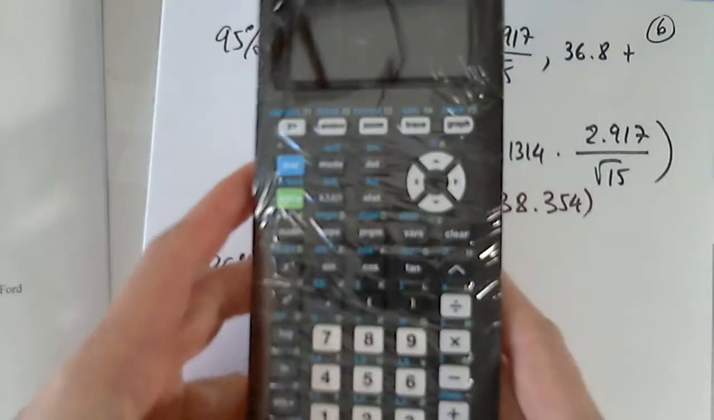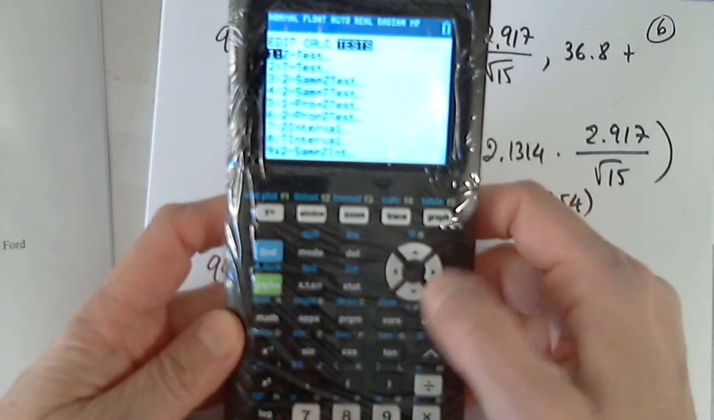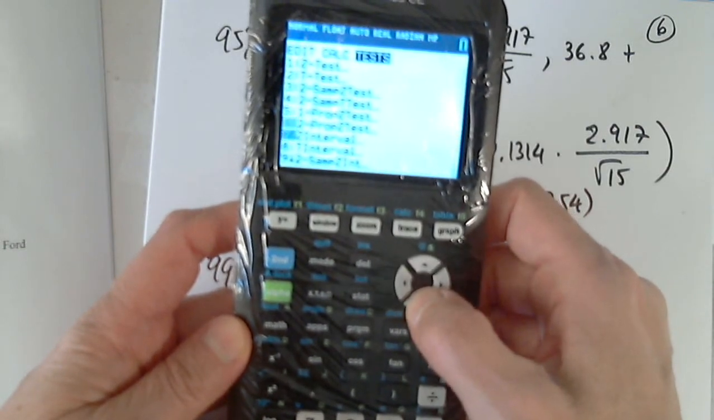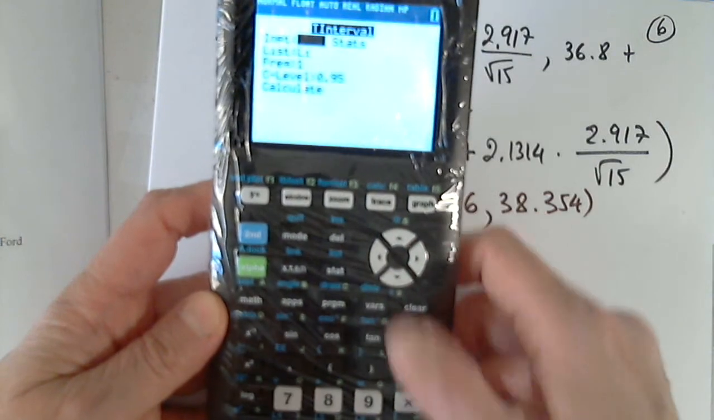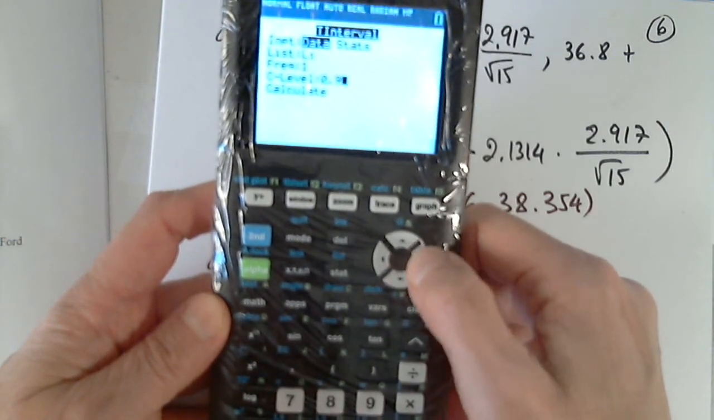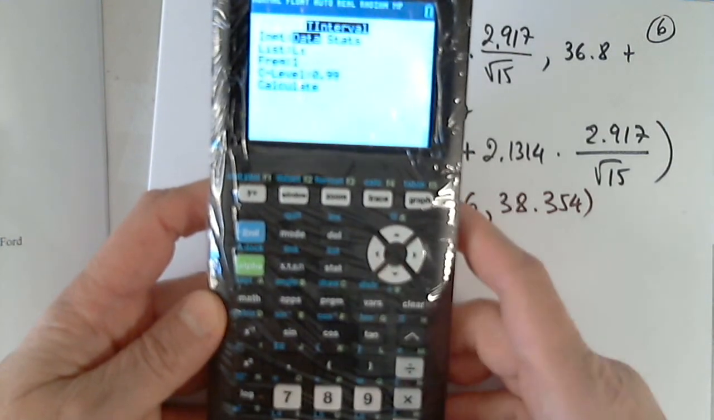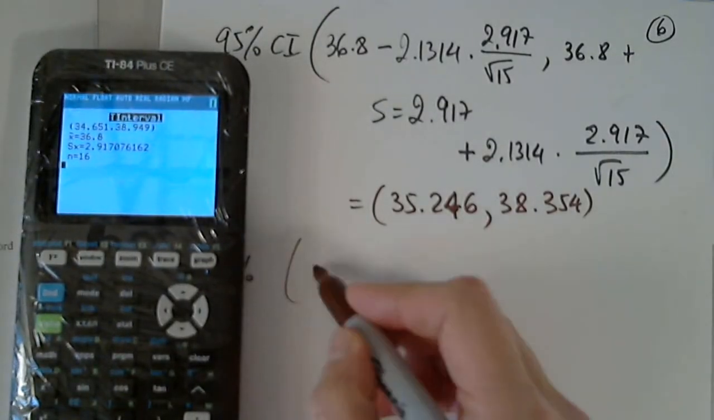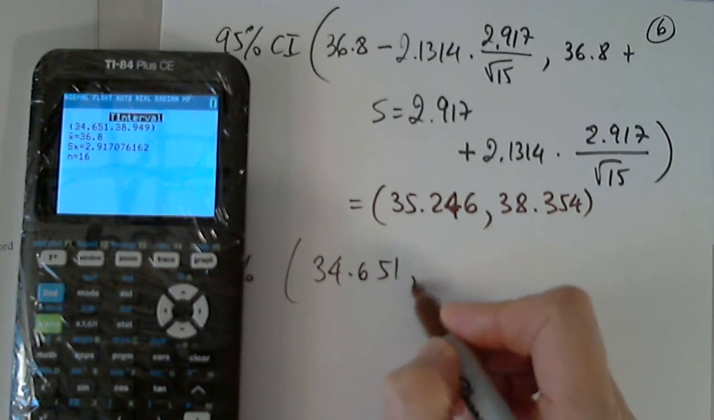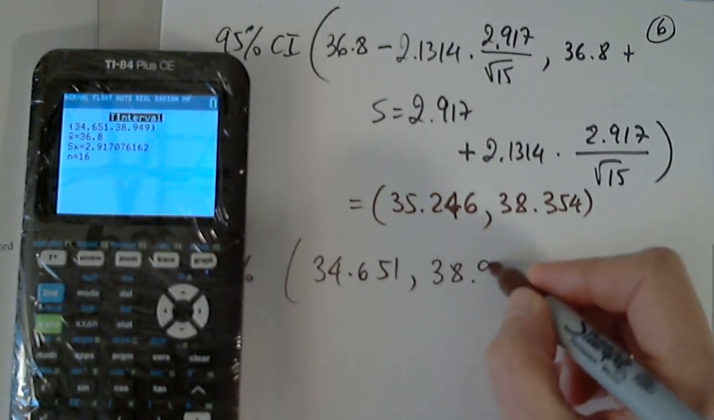So let's go back to Stat, Tests. I want T interval, everything the same. I want the data, but this time I want 99%. It will be a wider interval, and as you see, from 34.651, and you can do that with StatCrunch, to 949.